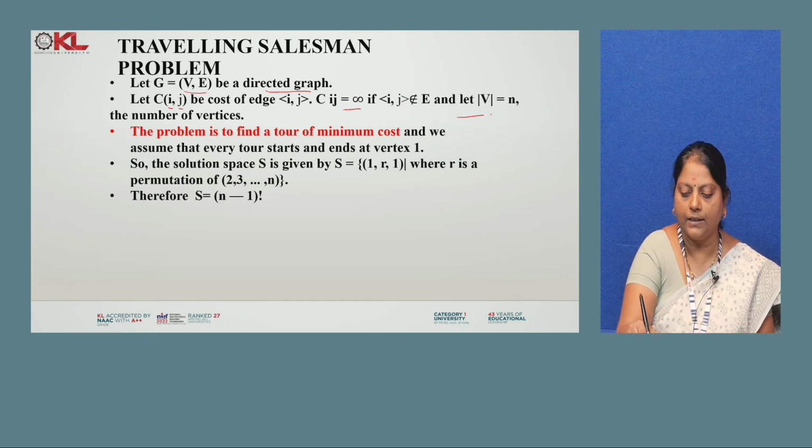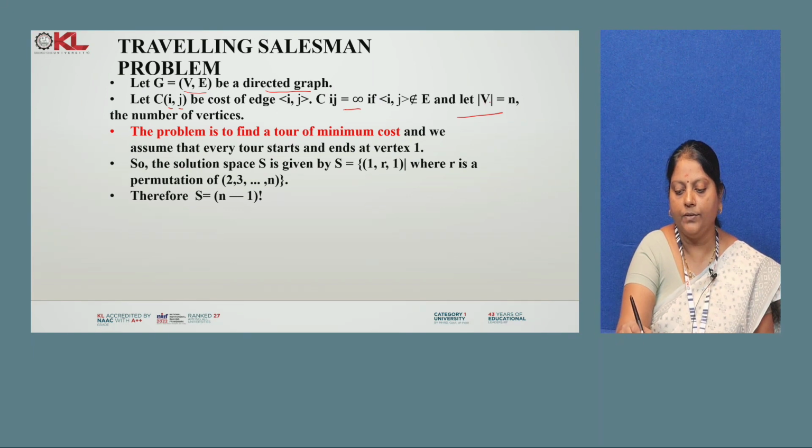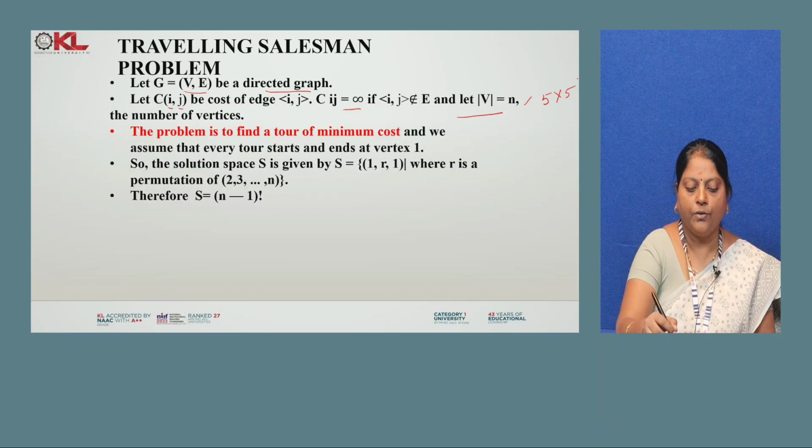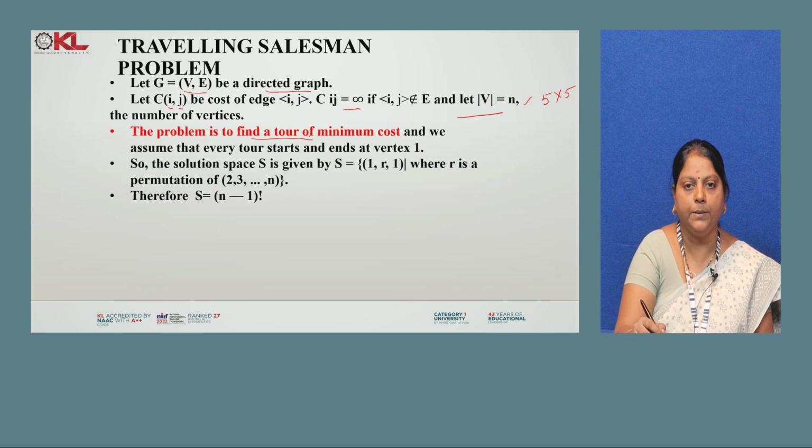Next, what is modulus of V? V is the set of vertices, and its size is equivalent to n, where n is the number of vertices in the given graph. Suppose a graph consists of 5 nodes, then the size of the cost matrix is 5 cross 5. So what is the traveling salesman problem? We have to find the tour with minimum cost value. Initially the traveling salesperson starts at vertex 1. What is the solution of this problem? We have to find the shortest cost tour.